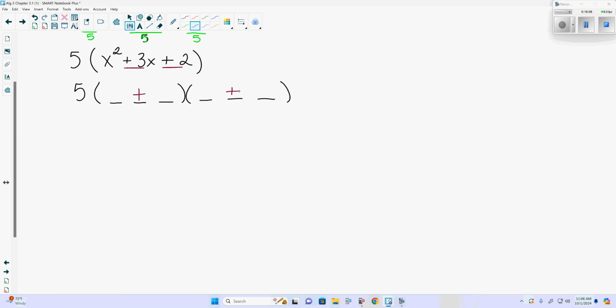If it had been minus 3x in the middle and our plus 2, the signs would be the same and they would both have been negative. Questions on this step here? Since the third term was positive, the signs are the same and match the sign of the middle term. So it's plus and plus. Questions on this here? Okay.